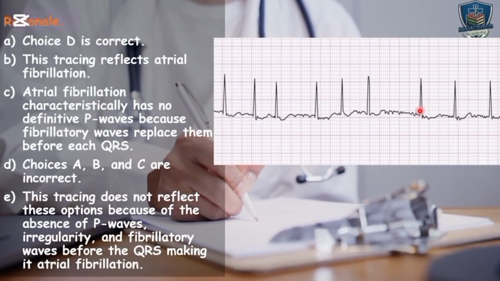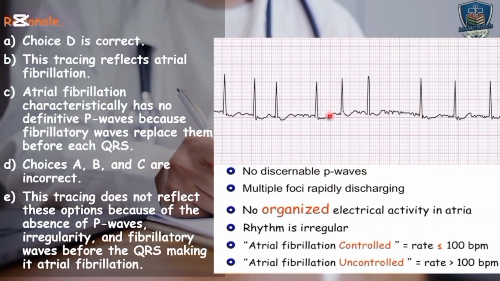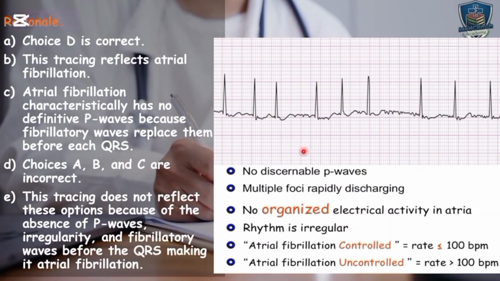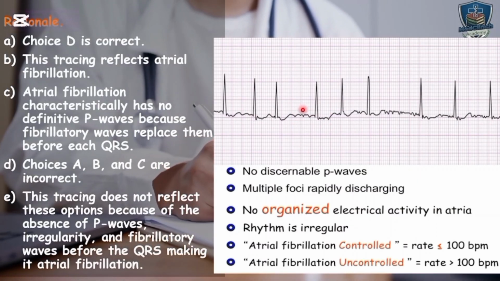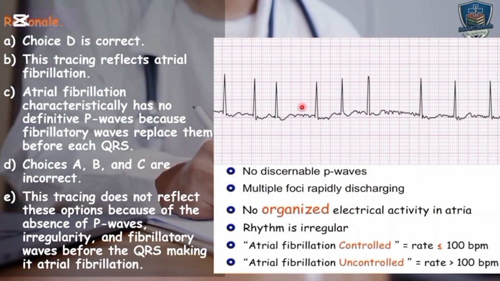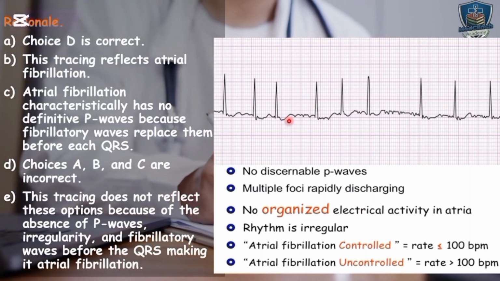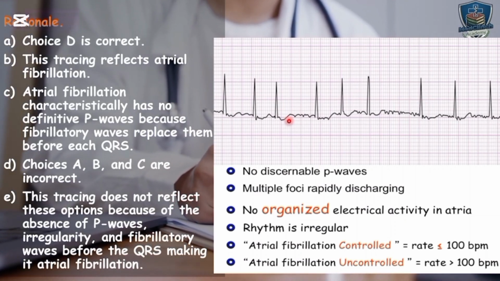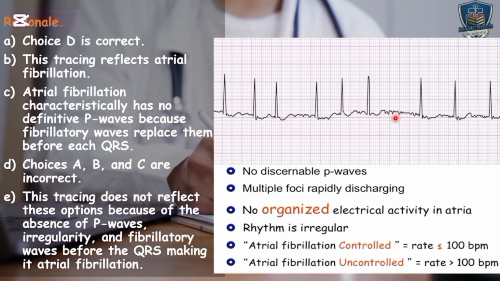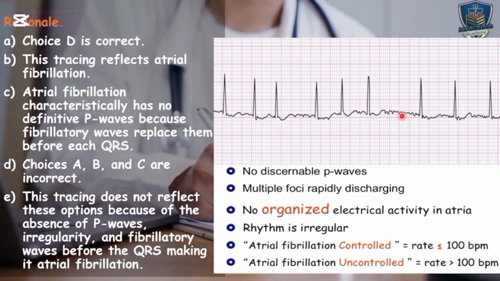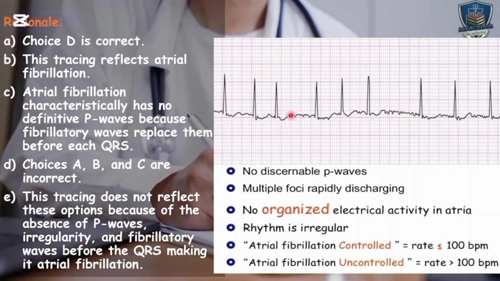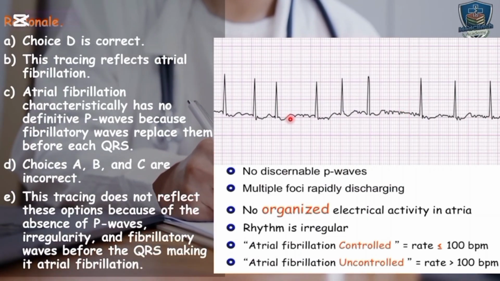Now, what should you know? When it comes to atrial fibrillation, in the diagram, number 1, there's no discernible P wave. You can't see the P wave, and the P waves are replaced by the fibrillatory waves. You can see these waves here, the fibrillatory waves. So that's something that I have to know. There's no discernible P wave, and the P waves are replaced by the fibrillatory waves.